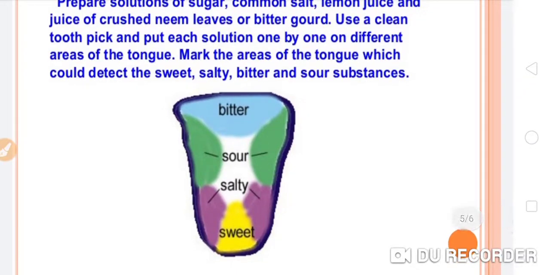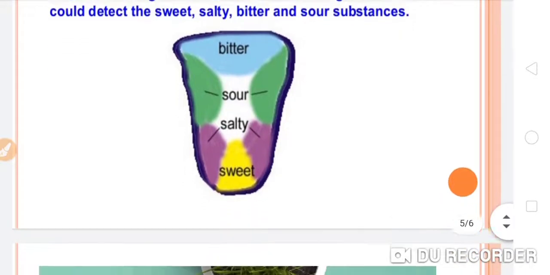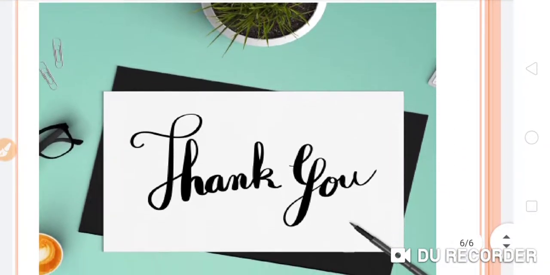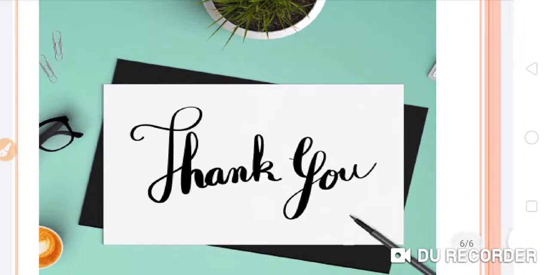So let's see here in this picture we can understand by which part of the tongue we can identify the bitter taste, by which part of the tongue we can identify the sour taste, and by which part of the tongue we can identify the salty taste, and then at the last from which part of the tongue we can identify the sweet taste. So here we have completed all these activities which are given in the second chapter of class 7th subject science.